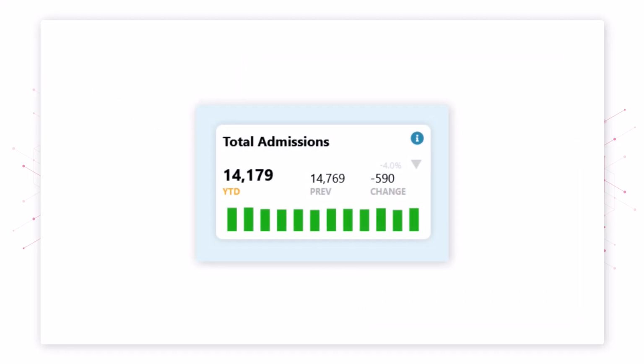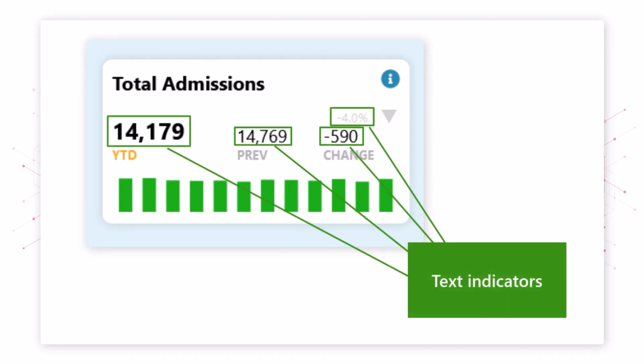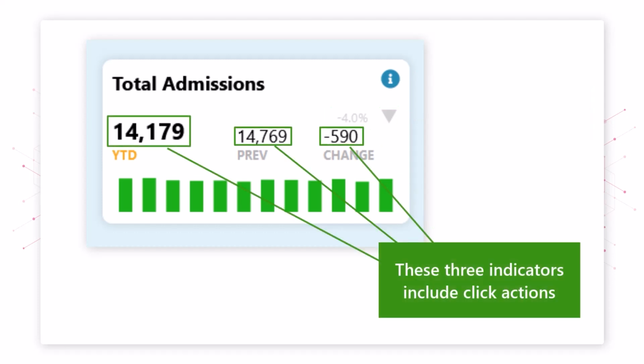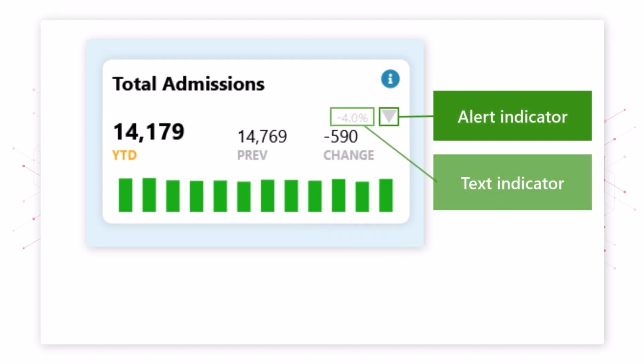Here's our YTD year-to-date chart stamp, which includes a total of 5 indicators, 4 text indicators, and 1 alert indicator. For these three indicators, we've specified click actions that launch the default analysis window. For now, however, we'll focus on the alert indicator and the text indicator next to it.